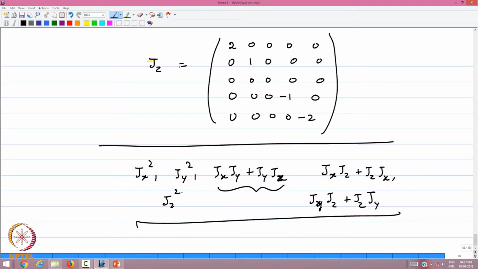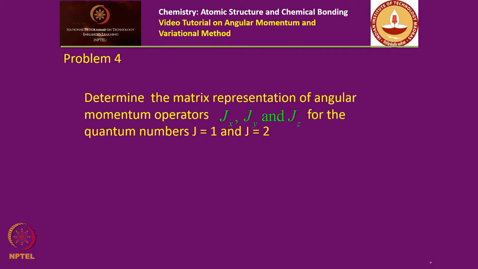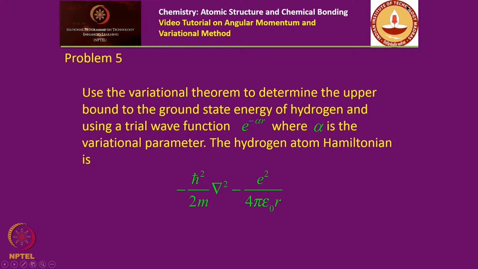Okay. This is problem 4. Now, use the variation theorem to determine the upper bound to the ground state energy of hydrogen, using a trial wave function exponential minus alpha r, where alpha is the variation parameter. The hydrogen atom Hamiltonian is minus h bar square by 2 m del square minus e square by 4 pi epsilon naught r.